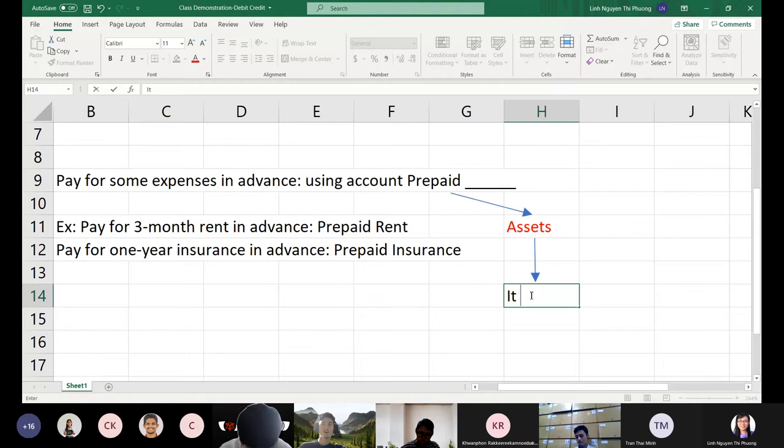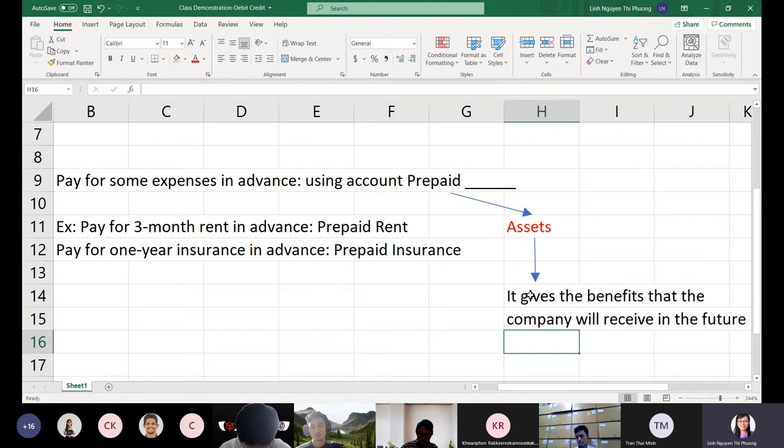It's the benefit that we're going to receive in the future. What is the benefit? The rent, right? We're going to get the rent in the future. The insurance we're going to receive in the future. So those benefits are an asset. So when we pay for some expenses in advance, we will have a prepaid expense.